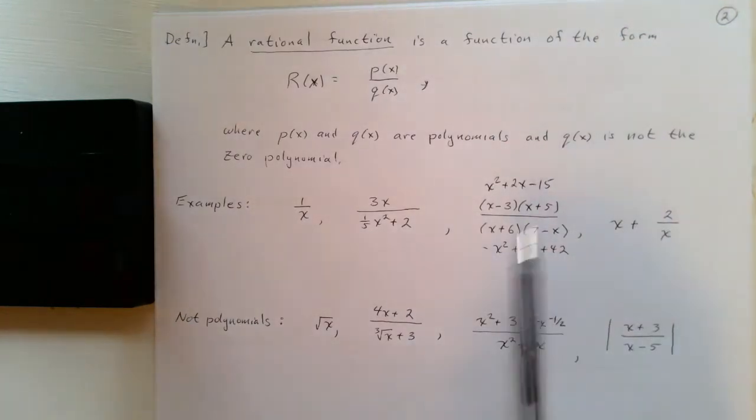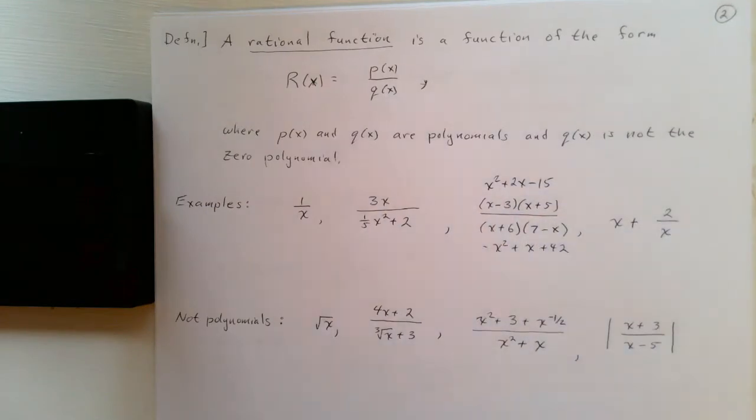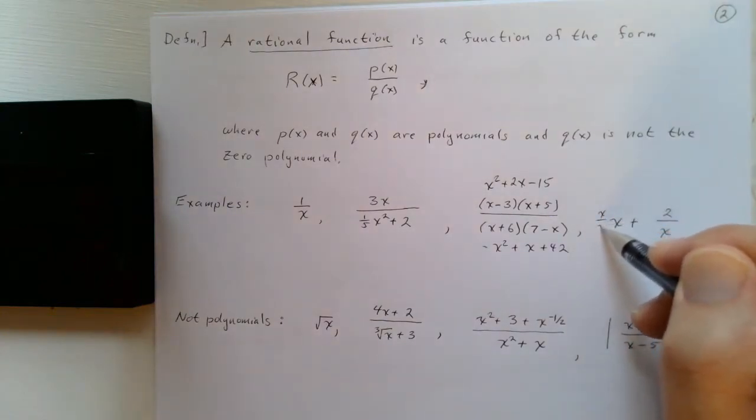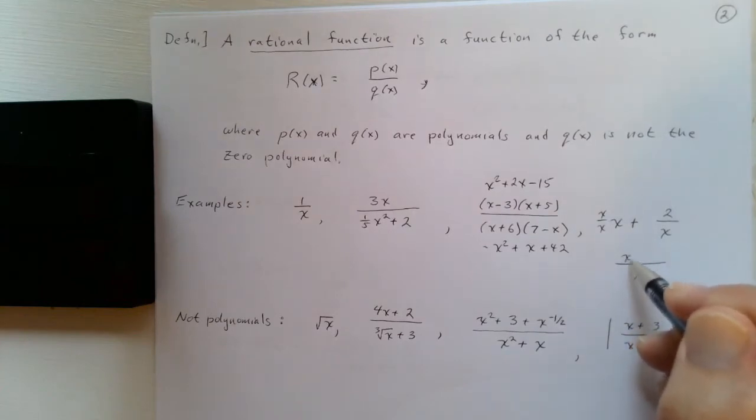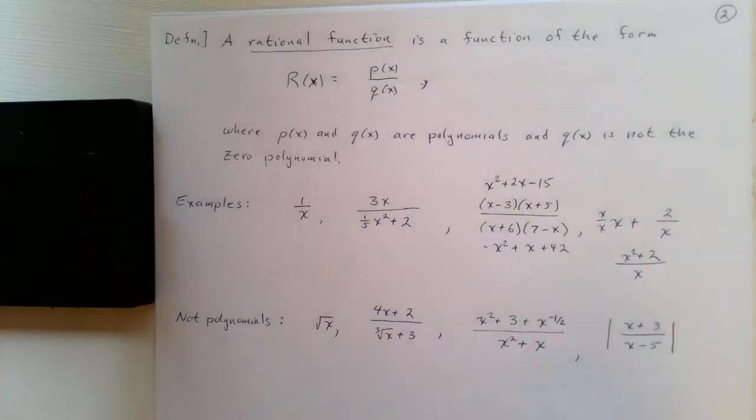Okay, so this is a rational function, and in this expression, x plus 2 over x, it might not look like a rational function, but we can add these things by getting a common denominator. We can multiply and divide by x here. So this is going to be x over x squared plus 2. Okay, so sure enough, that is a rational function.